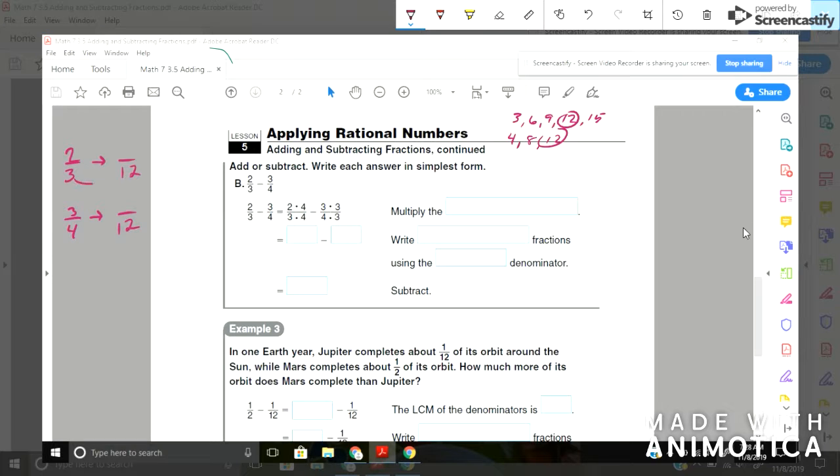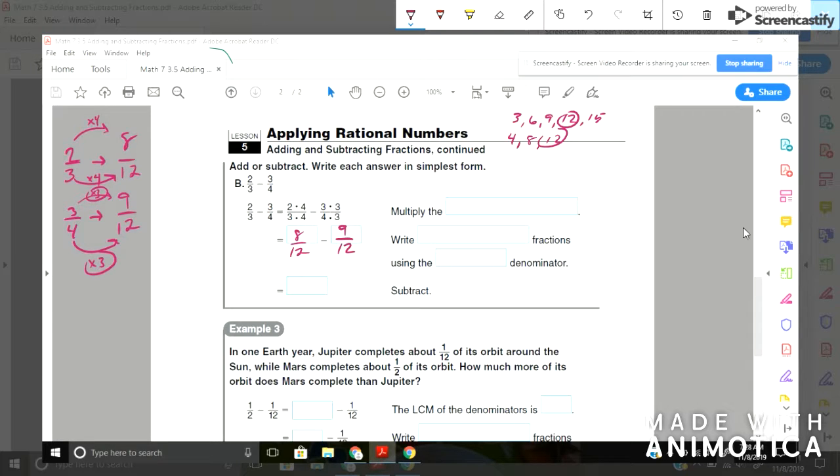Well, here I need to multiply by 4. So I'll do the same on top. 2 times 4 would give me 8. So this would be 8/12ths. And to get from 4 to 12, I multiply by 3. So I do the same on top. 3 times 3 would give me 9/12ths.